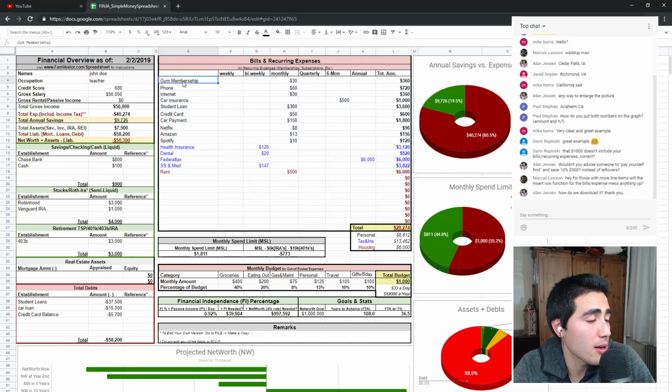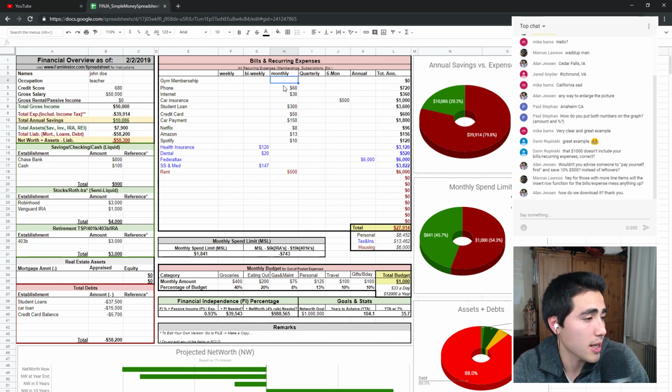So that's things that are coming, every month you get billed a gym membership, a phone bill, an internet bill. And maybe he'll get rid of that gym membership and just work out at home and just achieve that goal that much quicker.